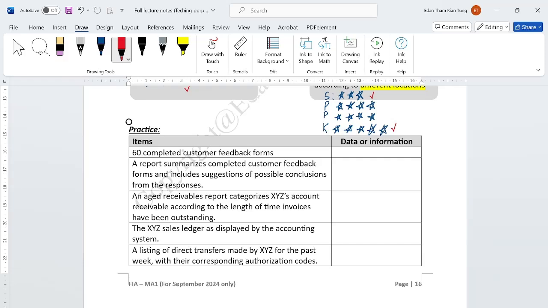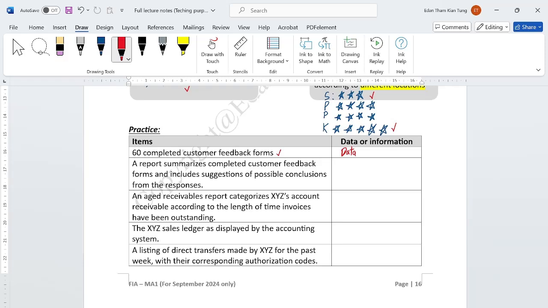So I guess all of you have already completed, right? Okay, so the first one, what is it? Data. No one wrote information, right? The correct answer is data. So you see 60 completed customer feedback forms, so it is data. After we process it, it can become information.